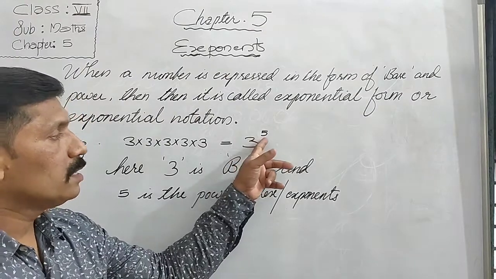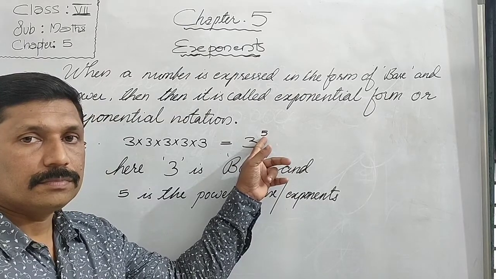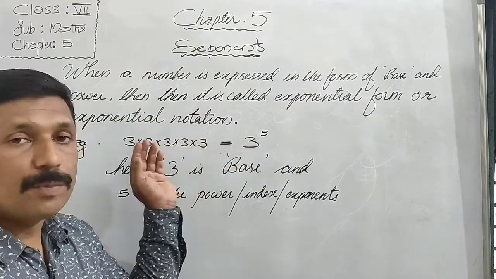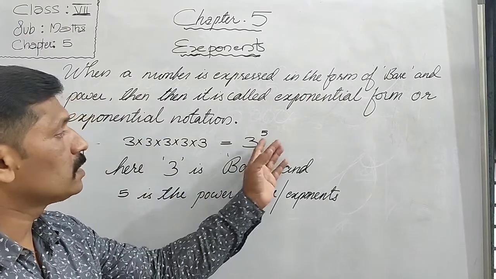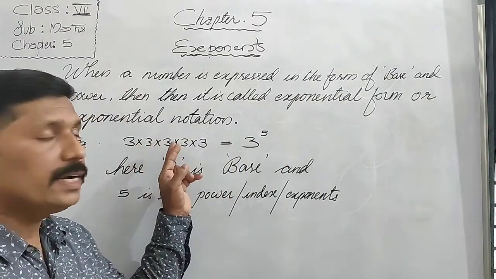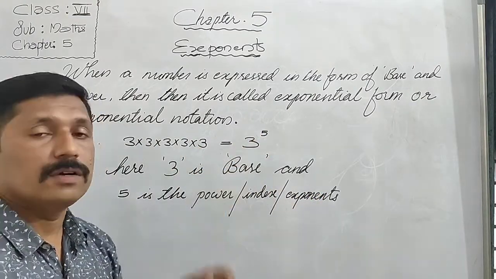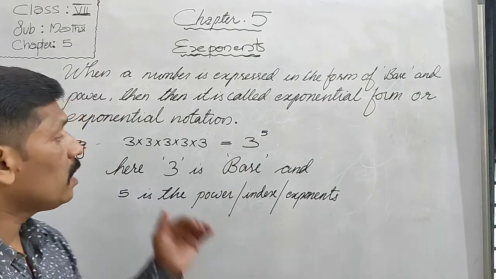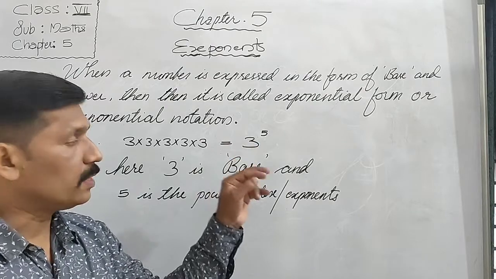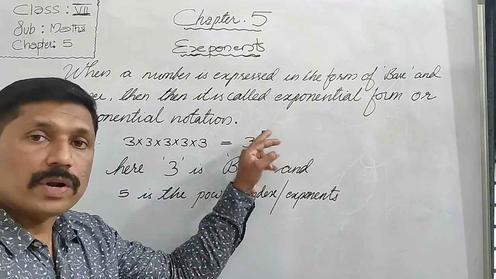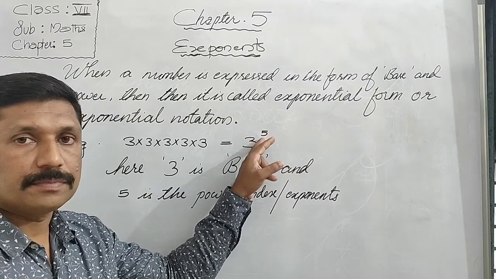Here power means power is 5 or index is 5, and it shows how many times that number is multiplied to itself. 3 power 5 means 3 is multiplied 5 times, not 3 into 5, but 3 is multiplied 5 times. So here how many times a number is multiplied, that will become the power or index or exponent. It is also called exponent.